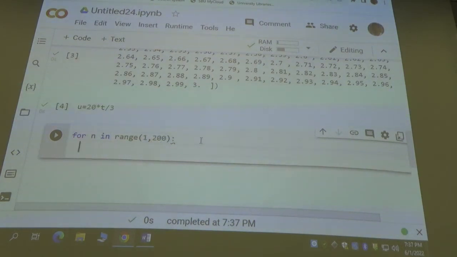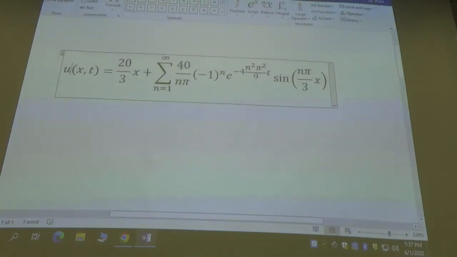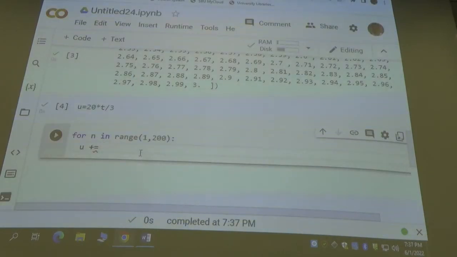So for n in range, 1 through, let's say 200. This actually adds up to 199, but you don't have to know that. Then I'm going to add to u, because it's a summation. What was our function? I forgot. It's 40 over n pi times negative 1 to the nth power. So let's go back. 40 divided by n times pi, and then you multiply this by negative 1 to the nth power.